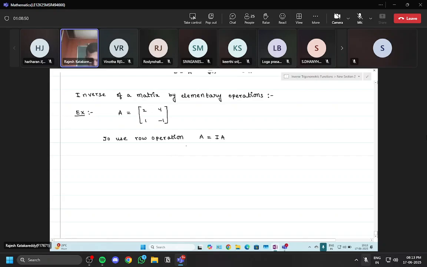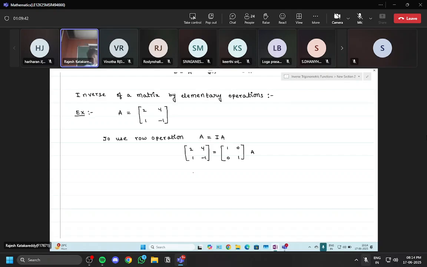This will be 2, 4, 1, minus 1 equals 1, 0, 0, 1 and then matrix A, like this I keep. Now I'll apply the row operations and make this matrix the identity matrix. If I make this matrix the identity, I have I equals a matrix B into A. From the definition of inverse, I can say that B is the inverse of the matrix A. Now listen carefully. In the process of making this matrix the identity, there are certain rules or patterns we'll follow.